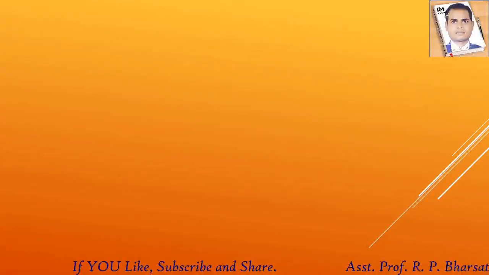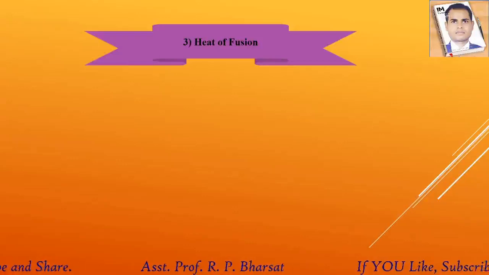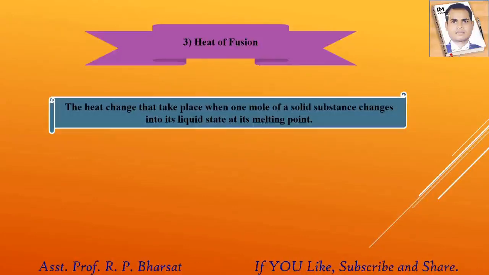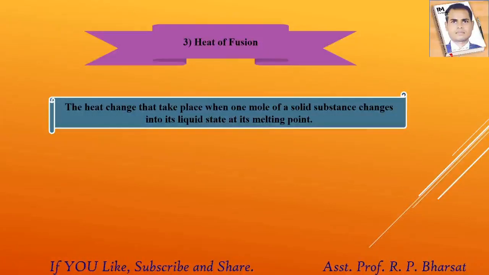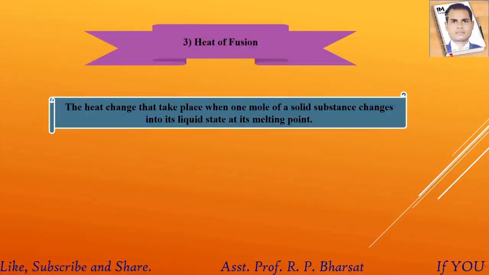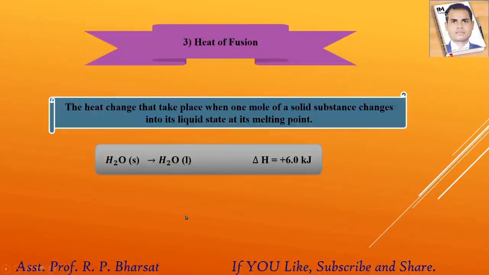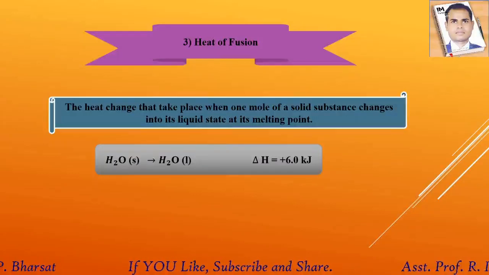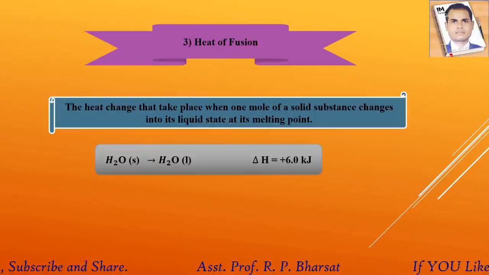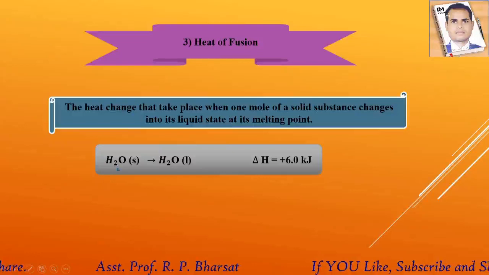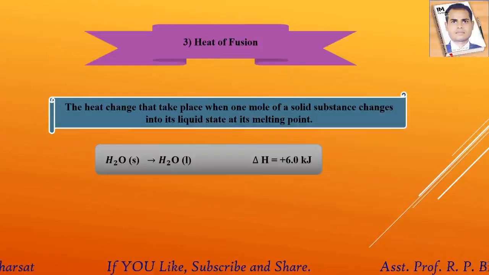Now next type of heat of reaction, that is heat of fusion. In this case you can see the heat change that takes place when 1 mole of solid substance changes into its liquid state at its melting point. Now you can see an example is given, water in solid state. So you can consider it is ice and it is converted into liquid state. If you give heat to that solid, that means to the ice, it will absorb the heat and then it will convert into the liquid state.